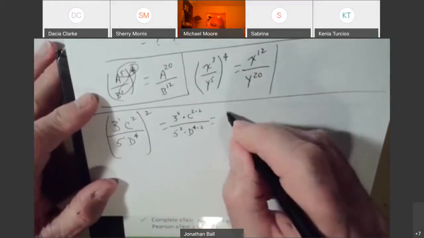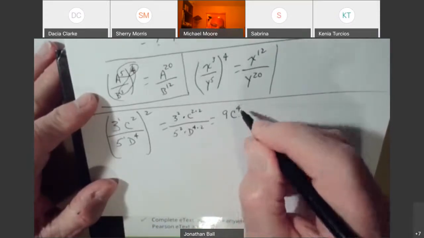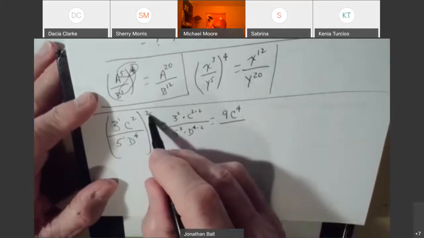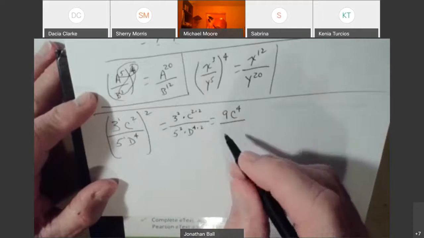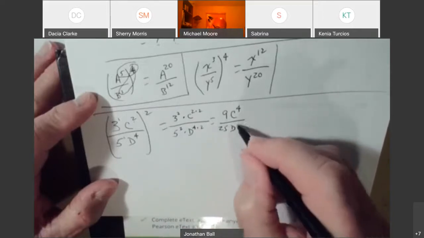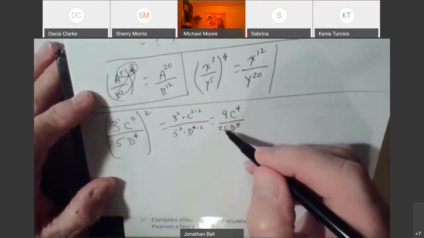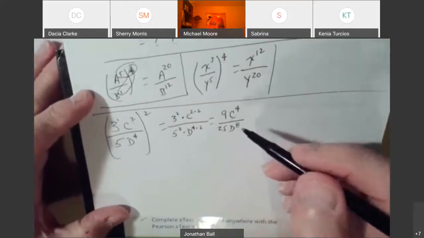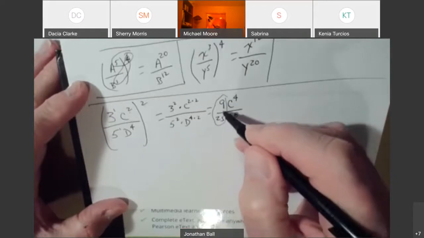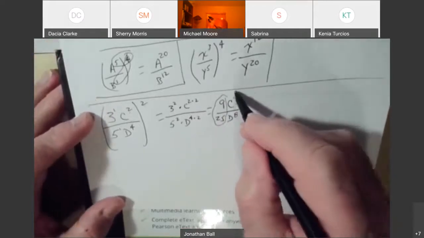So 3 squared is 9. c to the 4th, 2 times 2. And this one's going to be 25 d to the 8th. Can we reduce this fraction? No. Always look for this. On the final, you're going to see something here that you're going to be able to reduce that fraction.